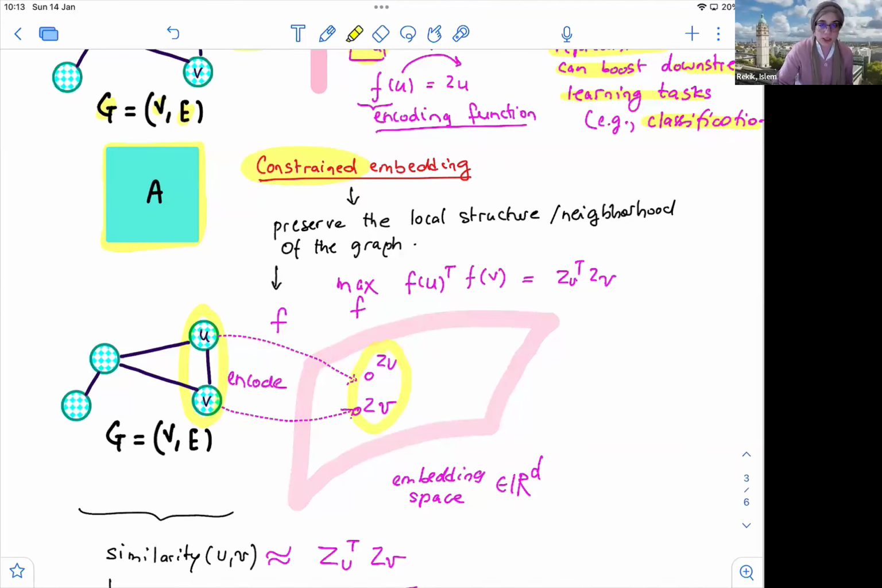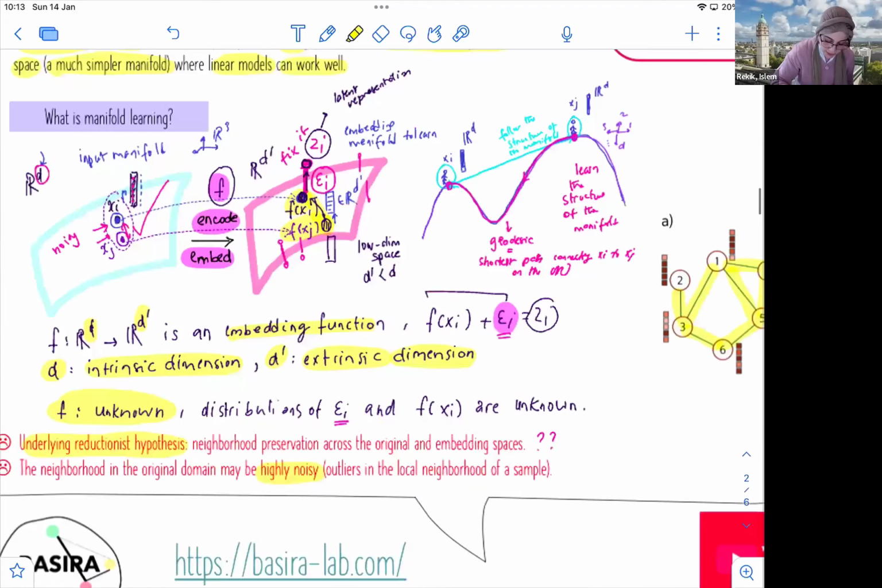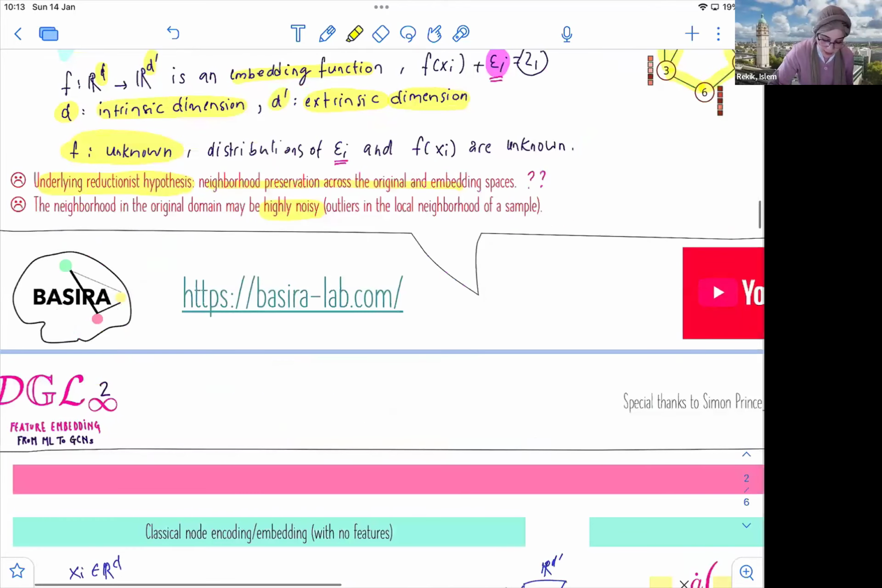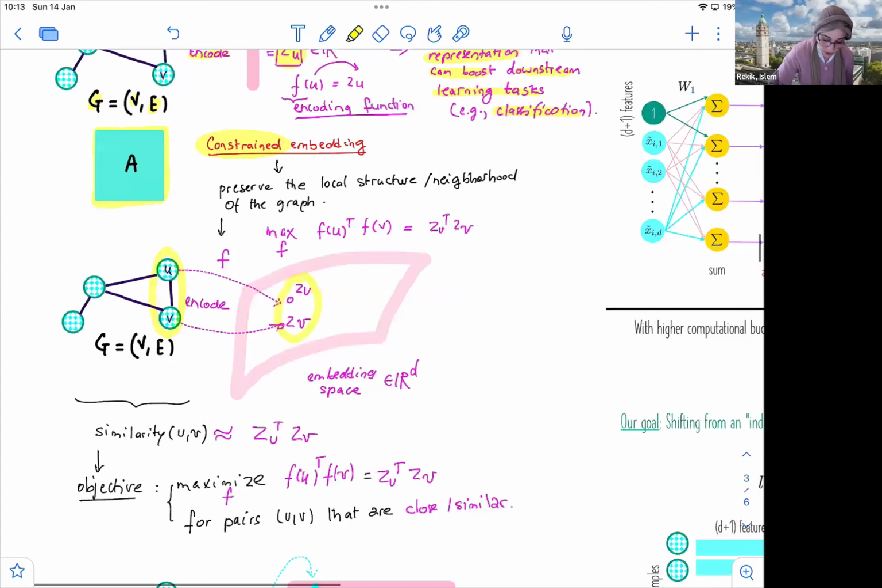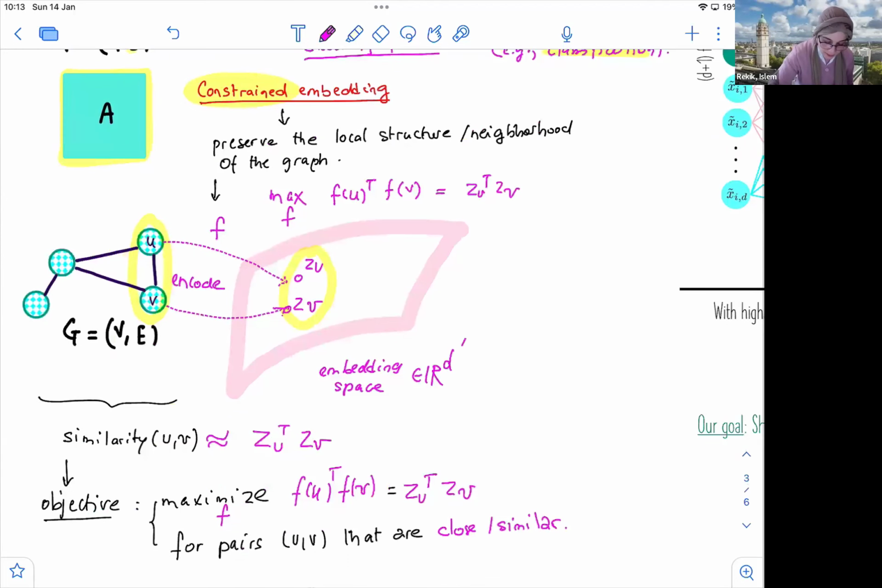So this is the reductionist hypothesis that we made earlier, if you remember, in manifold learning. We basically want neighborhood preservation across the original and embedding spaces. In this case, we want the nodes to be close in the embedding space. So if my embedding space has d prime dimensions, I want these two vectors to be close. One way of calculating that is to take the dot product between them, z_u transpose z_v, which quantifies the similarity between these vectors.